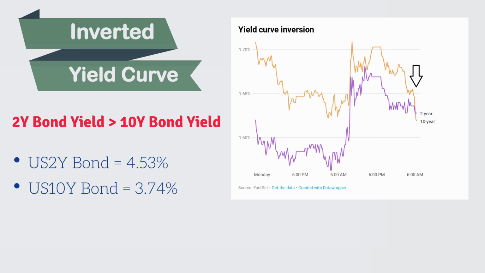This is an unusual situation, as investors typically expect higher yields on longer-term bonds to compensate for the increased risk of inflation and interest rate fluctuations over time. An inverted yield curve is often seen as a signal of an economic recession, as it suggests that investors are more concerned about the short-term economic outlook than the long-term outlook.